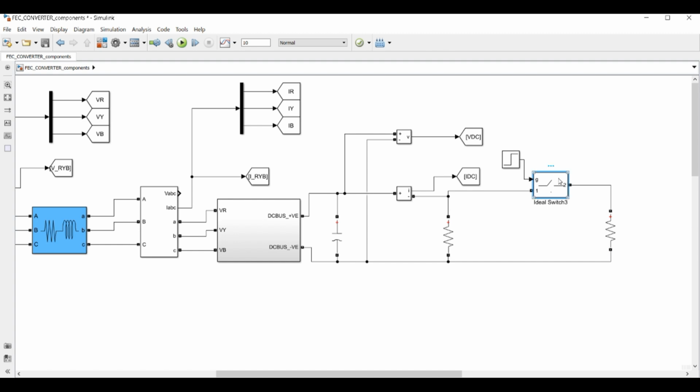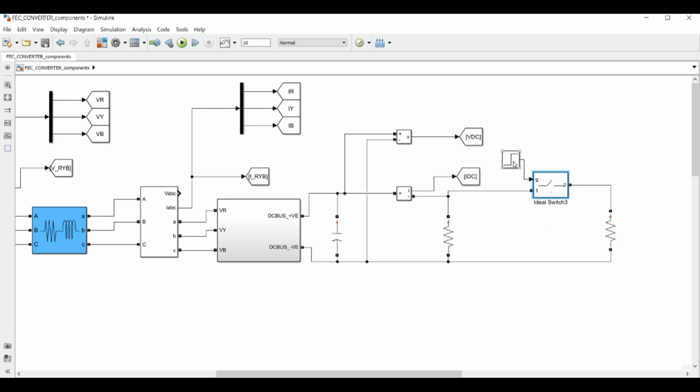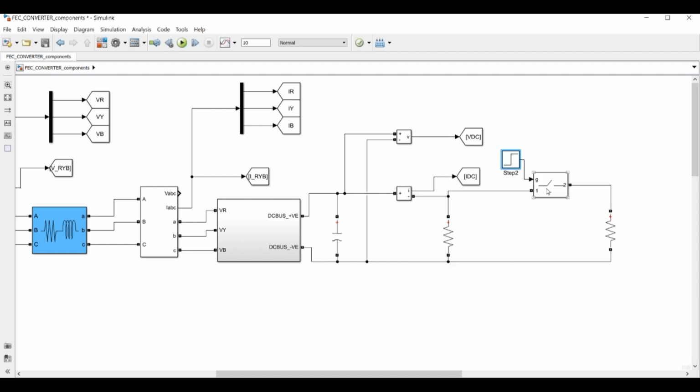And this is an ideal switch. I will just put a step function over here, but I will place all these values, initial value 0 and final value also 0. That means it is open all the time. So that means this is actually open circuited. So till here is our power circuit block.